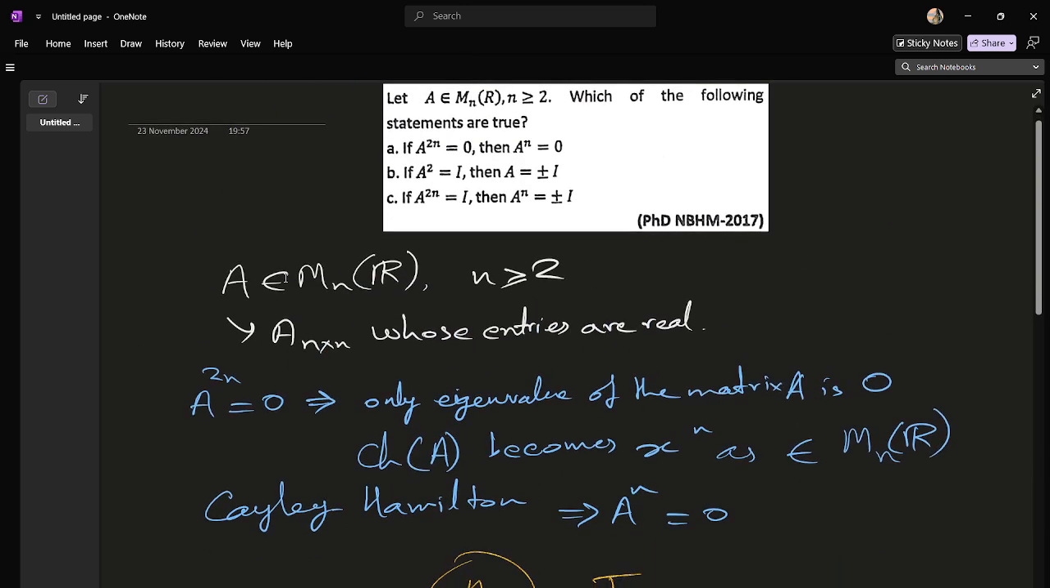So the correct statement is: if A to the power 2n equals 0, then A to the power n is 0. And for A square equal to identity implying A is plus or minus identity, we got a counterexample. Also, if A to the power 2n is equal to identity, then A to the power n equal to plus or minus identity, we also got a counterexample. So A is true, and B and C are the false statements.